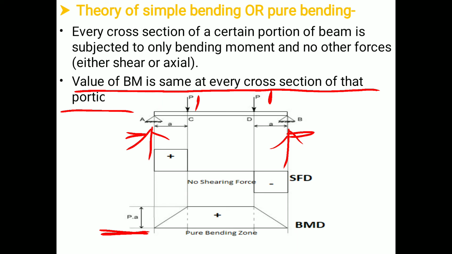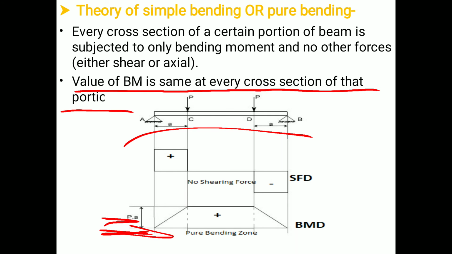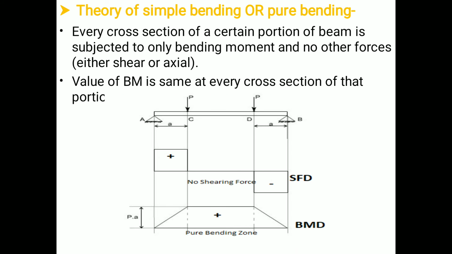The portion CD is under the state of pure bending, as it is subjected to only the bending moment action, and the value of that bending moment is given by P into A. This diagram shows the shear force diagram for the given beam, and this diagram gives the bending moment diagram for the given beam. Remember that for a state of pure bending, the maximum bending moment is given by P into A for this case.